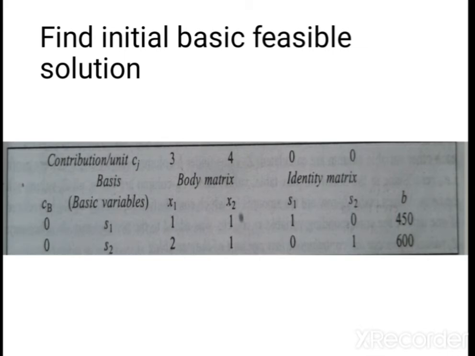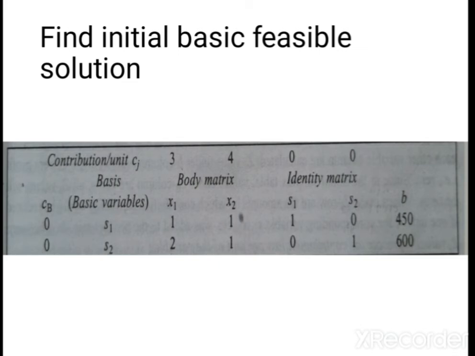Now, the first column, the CB column. What is the CB column? The first column represents the coefficients of current basic variables in the objective function. Current basic variables: in this equation we assume that x1 equals 0 and x2 equals 0. That's why 0, 0 values are written there.